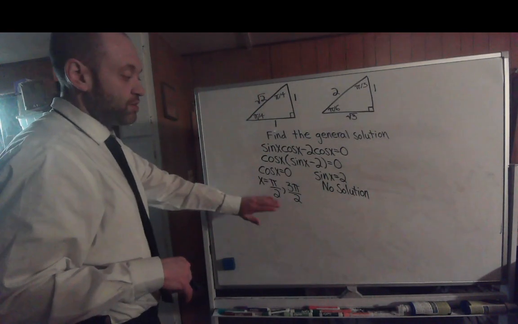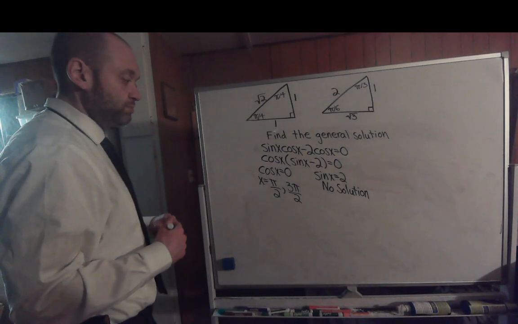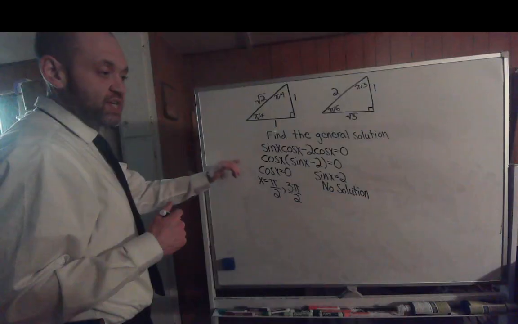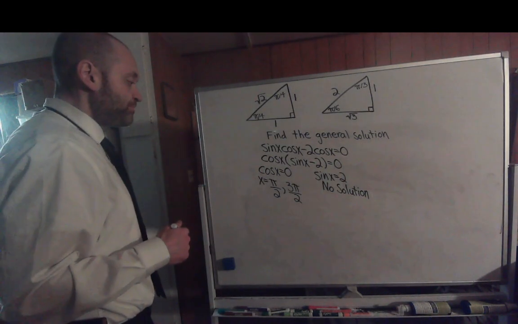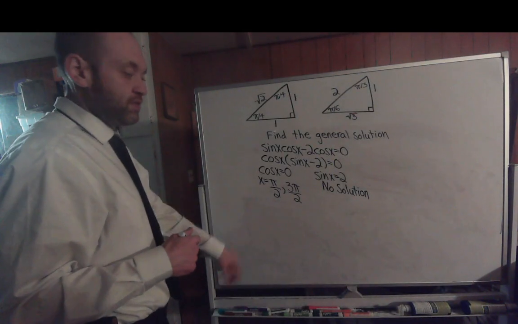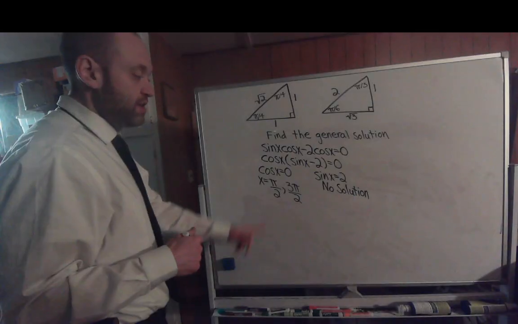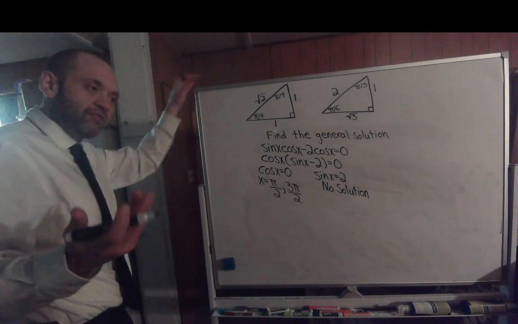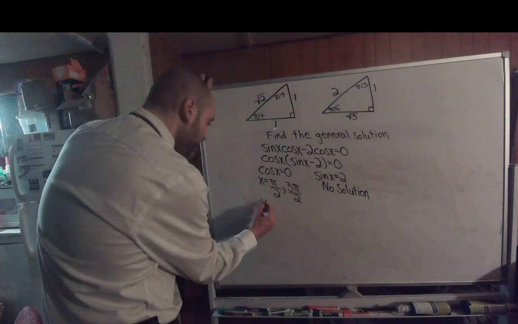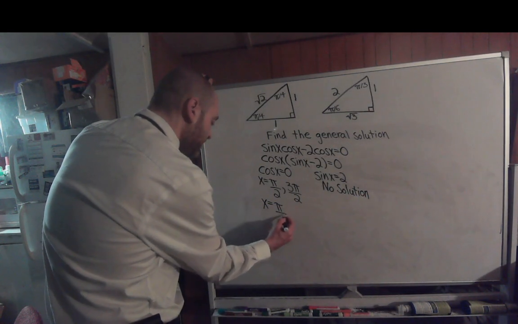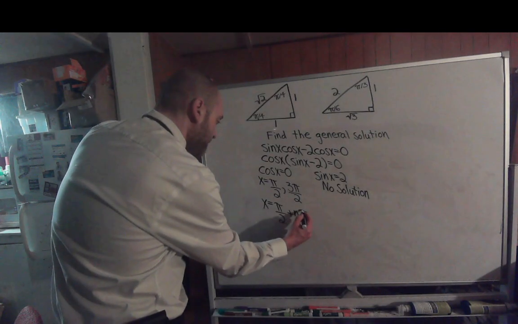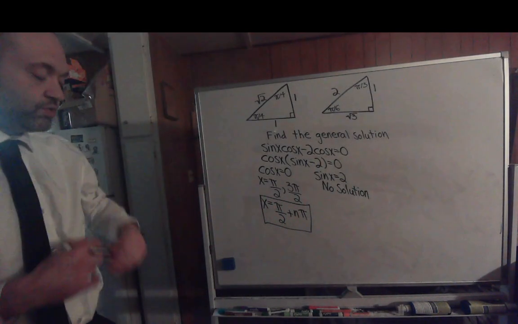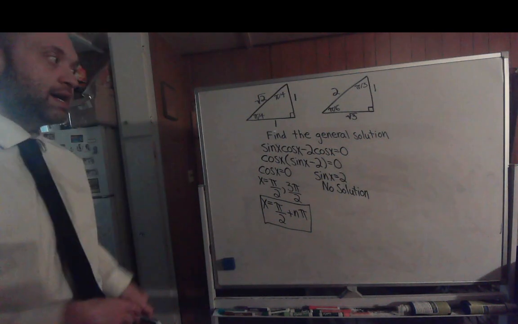But we can still consider pi over 2 and 3 pi over 2. Now, granted, the period of cosine is pi, right? But if I just add pi to pi over 2, I'm at 3 pi over 2. And then if I add pi to 3 pi over 2, I'm back around to pi over 2. It'd just be 5 pi over 2. So really, I can just list my general solution as pi over 2 plus n pi. And that would take care of my general solutions, would be pi over 2 plus n pi.